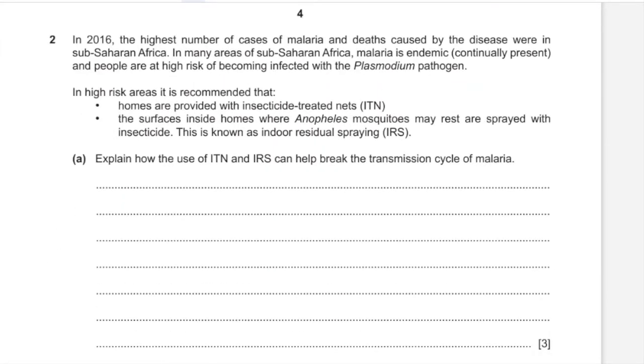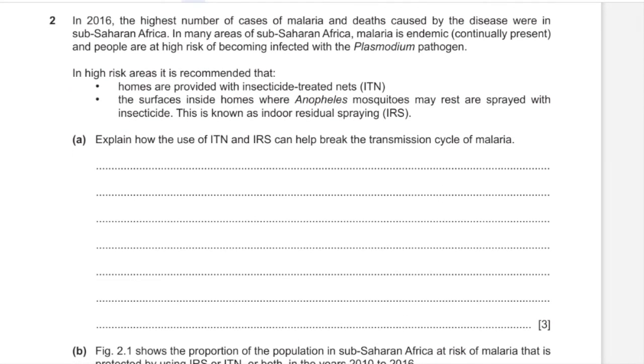In 2016, the highest number of cases of malaria and deaths caused by the disease were in sub-Saharan Africa. In many areas of sub-Saharan Africa, malaria is endemic, meaning it is continually present, and people are at high risk of becoming infected with the Plasmodium pathogen. In high-risk areas, it is recommended that homes are provided with insecticide-treated nets, ITN for short, and the surfaces inside homes where Anopheles mosquitoes may rest are sprayed with insecticide. This is known as indoor residual spraying, or IRS for short.